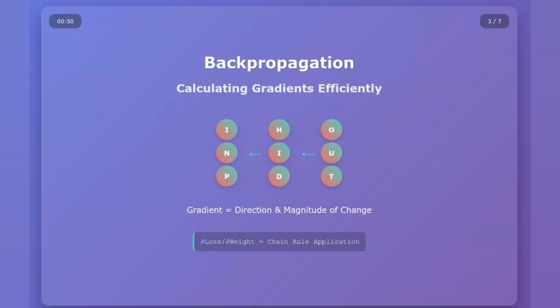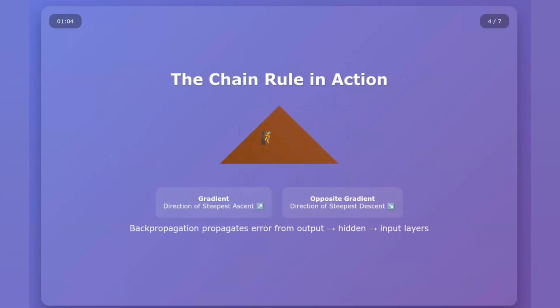This is where backpropagation comes in. It's an algorithm that efficiently calculates the gradient of the loss function with respect to every weight and bias in the network. Think of the gradient as the slope or direction that tells us how much to change each weight to reduce the loss.